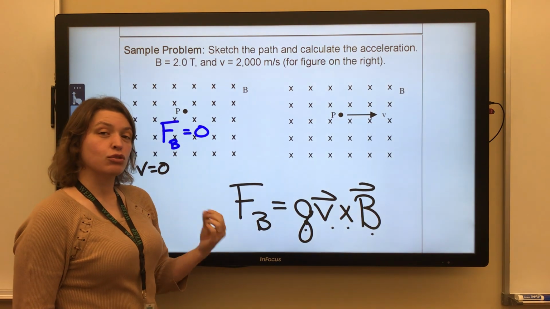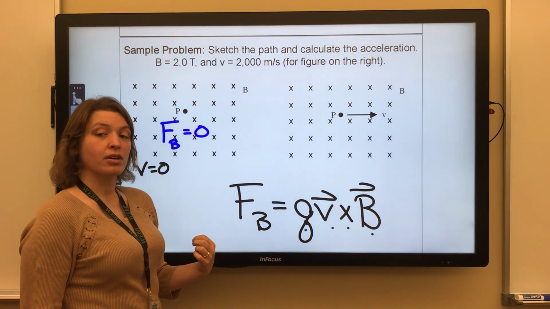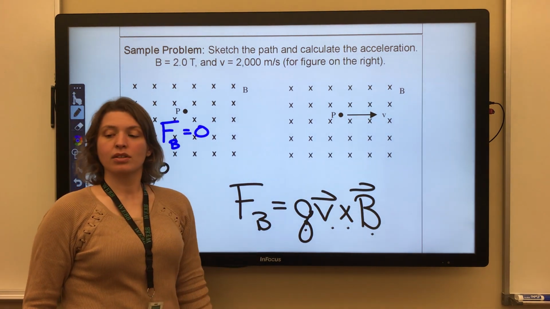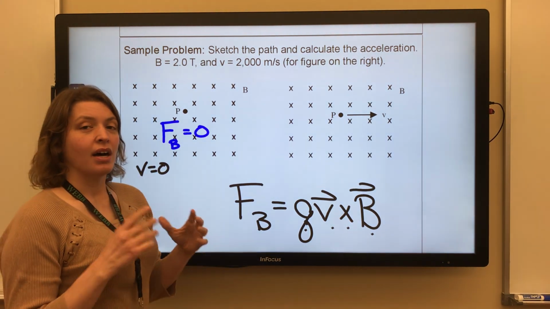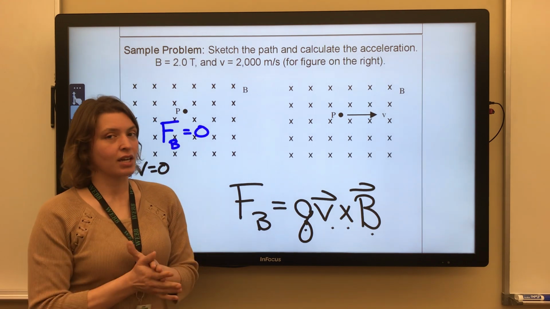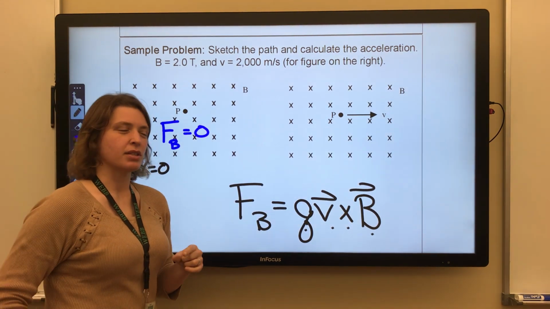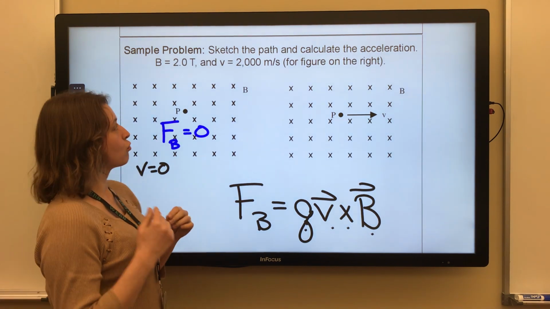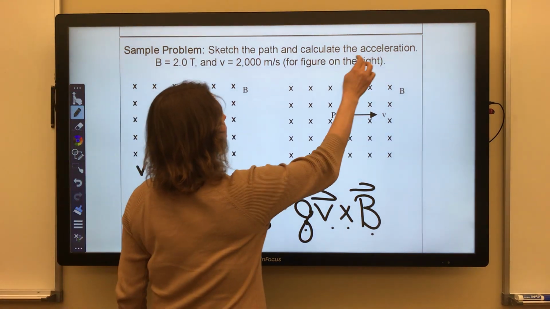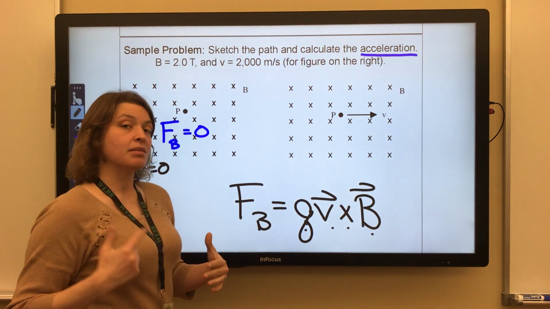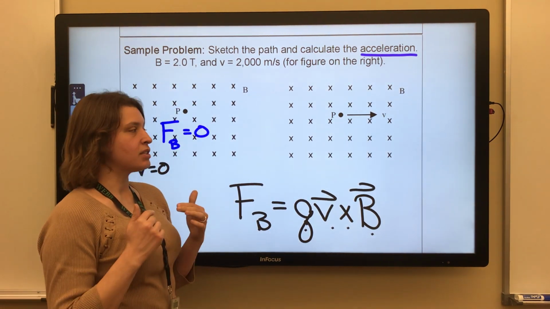In order for me to understand the direction of the force that's acting on the particle, I'm going to have to understand how to do a cross product, or I'm going to have to use a shorthand notation for this, what we call the right-hand rule. I'm going to show you a couple different methods for this. This is going to allow us to get the direction of the force and the acceleration on the particle. It won't give us the magnitude, but it will give us the direction.